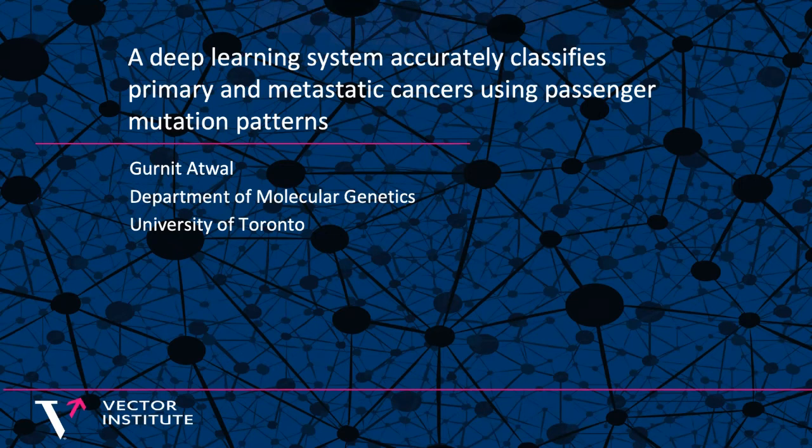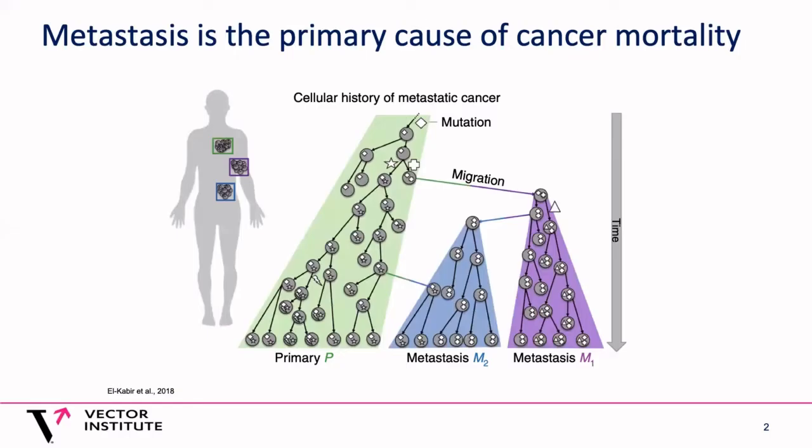I'm going to talk about how we can use mutations to try and identify cancer type. As we've just heard, cancer is a process of somatic evolution. One of the most important events in the evolution of a tumor is metastasis. When a tumor metastasizes, some cells from the primary tumor gain the ability to migrate to and colonize some other organs within the body. Metastasis is a major clinical challenge and is the primary cause of cancer-related mortality.